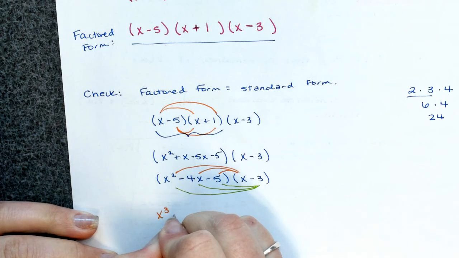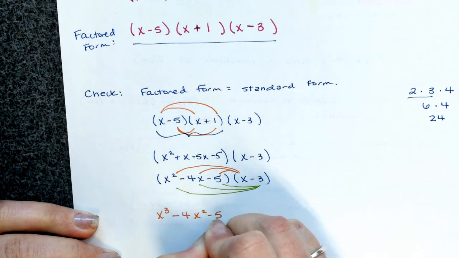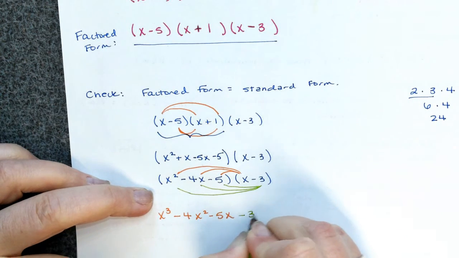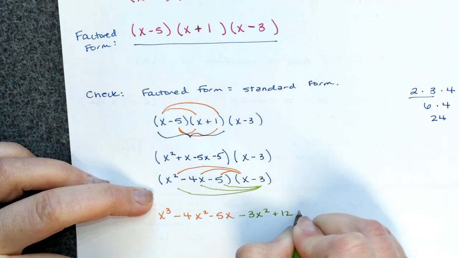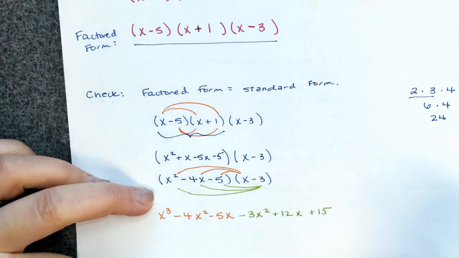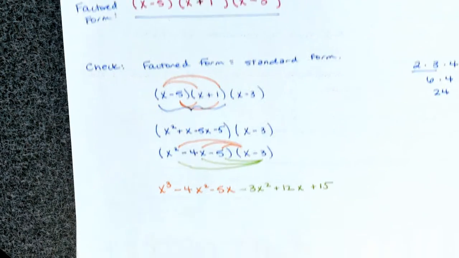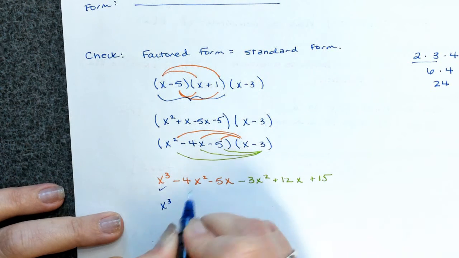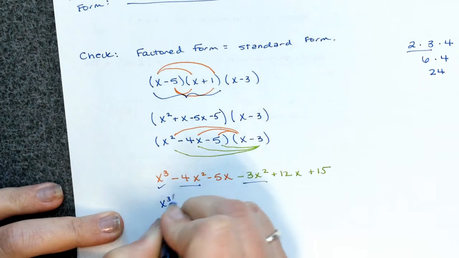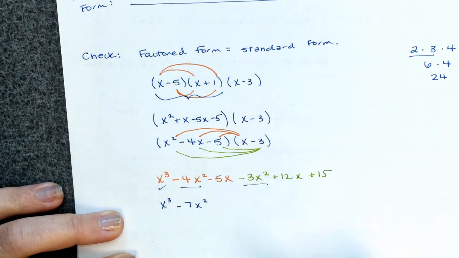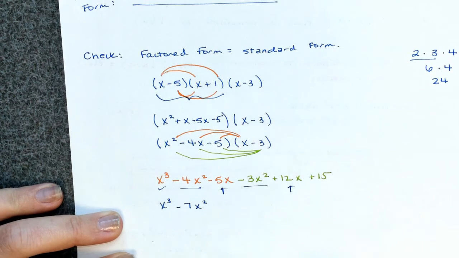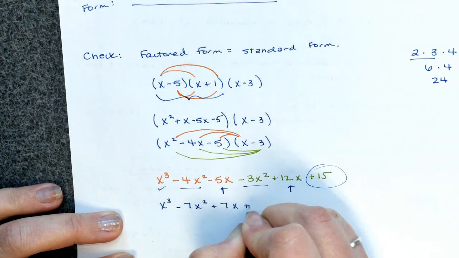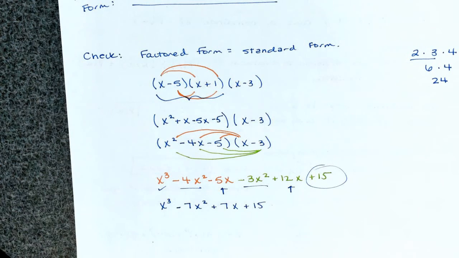So I have x to the third minus 4x squared minus 5x. When I distribute all those x's through, and distribute the negative 3 through, negative 3x squared plus 12x plus 15. And now combine any like terms. x cubed doesn't have anything like it. x squared and x squared, that's minus 7x squared. Negative 5x and 12x is a positive 7x. And the 15 is a lonely term that doesn't have any friends.